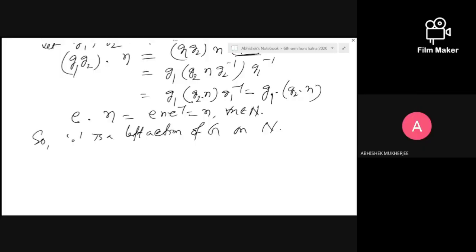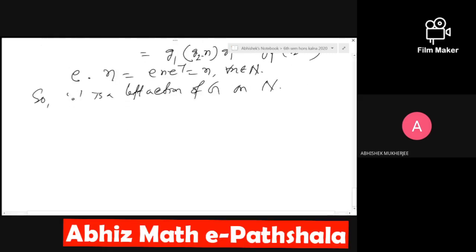Now we move to view this group action as a group homomorphism from the group G into the group of permutations. So this can be viewed as a homomorphism from the group that we have considered, from G to the group of permutations. Okay, so let us have a look at this discussion.